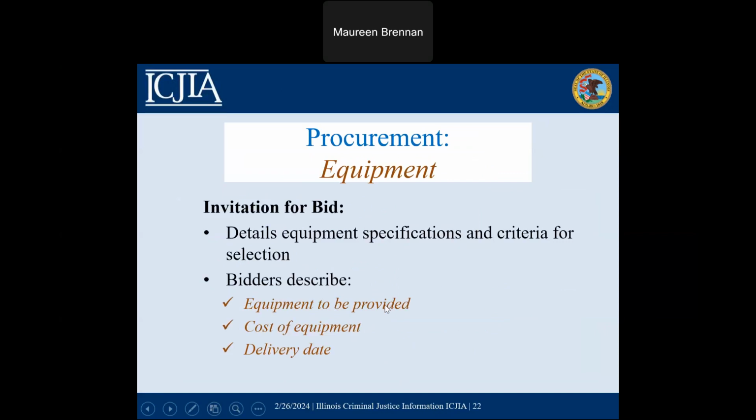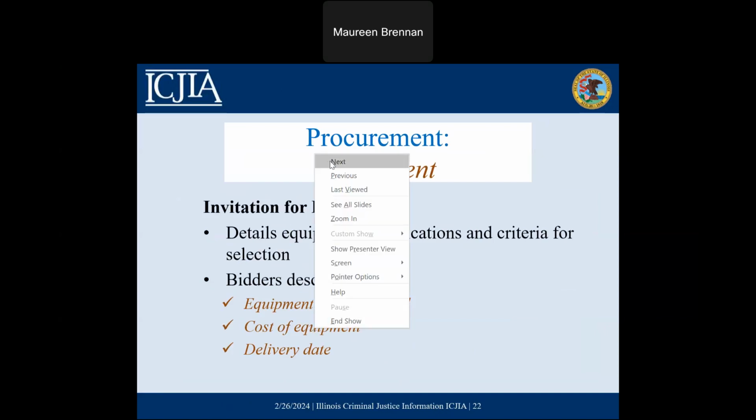If you're going to procure equipment, it's not an RFP that you're going to issue. You're going to issue an invitation for bid, because RFPs rank the successful applicant based on the quality of the overall plan. IFBs just look at 2 things: did the bid actually meet the minimum requirements that we specified, and what's the lowest cost? So you're going to detail the equipment specifications. That's the most important part of an IFB, and the criteria for selections. Typically, it's low cost. So your bidders will be describing the equipment they'll be able to provide, the cost of the equipment, and the delivery date for that equipment.